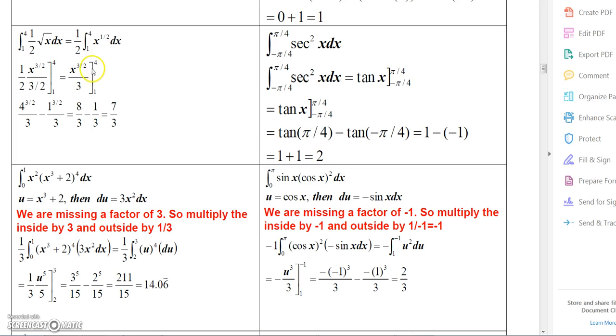And then if you evaluate this at the upper limit, that would be the square root of 4, which is 2, and then 2 cubed is 8. So this would be 8/3. And then if you evaluate it at the lower limit, you would get 1 to the 3/2, and we know that would just be 1, so you would get 1/3 here. And then 8/3 minus 1/3 is 7/3 for your final answer.